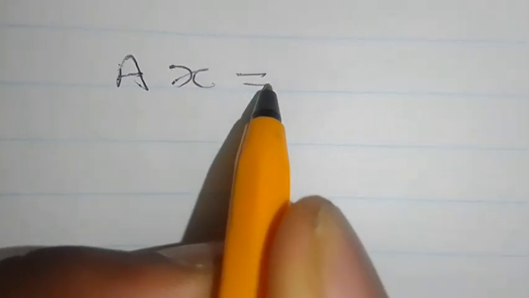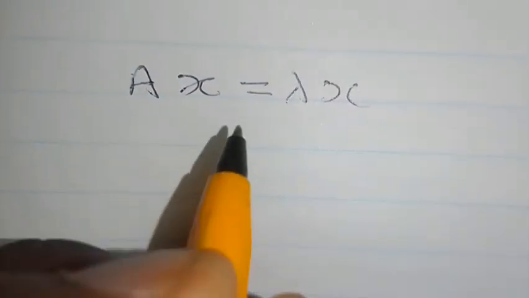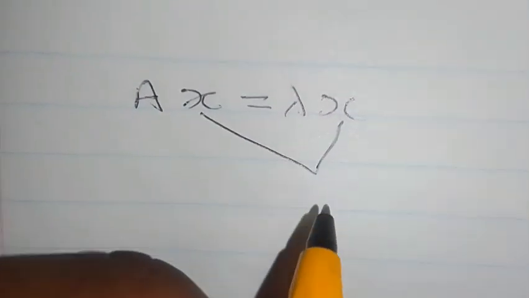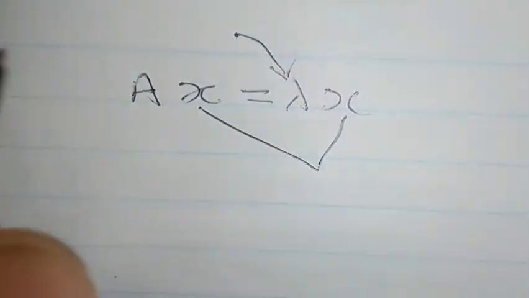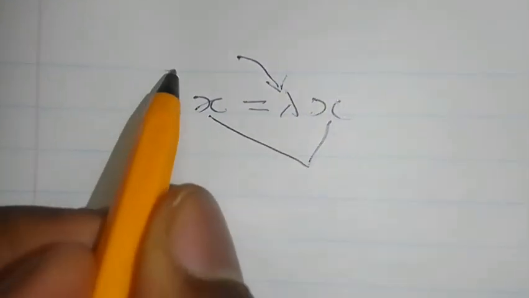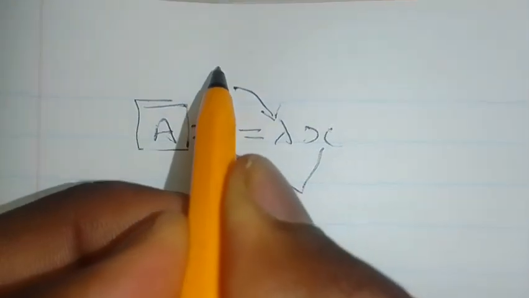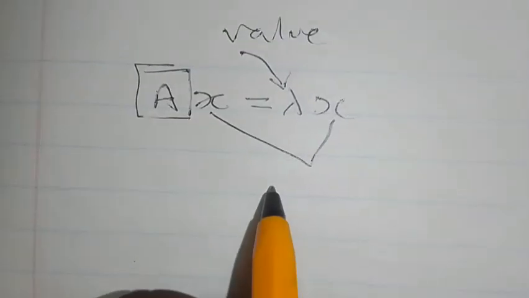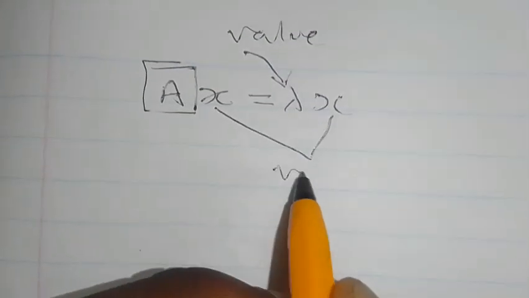Okay, so in this video, let's just talk about eigenvectors and eigenvalues. So we have something like this, Ax = λx. Now here, x will be our eigenvector, and λ will be our eigenvalue. And A is a matrix. Remember, this is just the eigenvalue, and x will be our eigenvector. This one will be a vector.